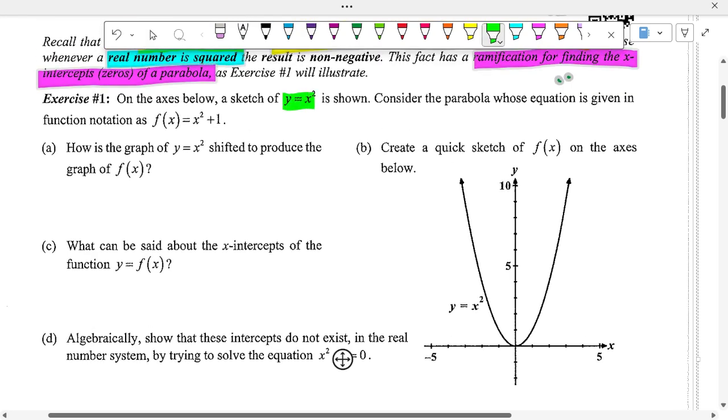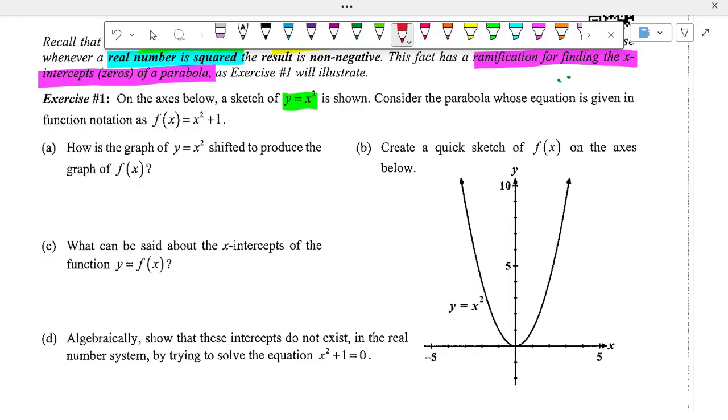They gave us the graph of y equals x squared. Now this is review from last unit. Y equals x squared is considered what? Who remembers the special name that describes y equals x squared in terms of quadratics? It starts with a P. Parabola. Nope.